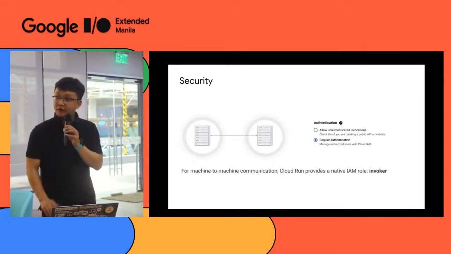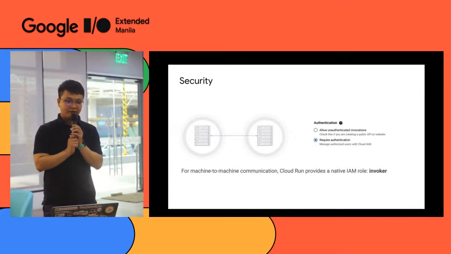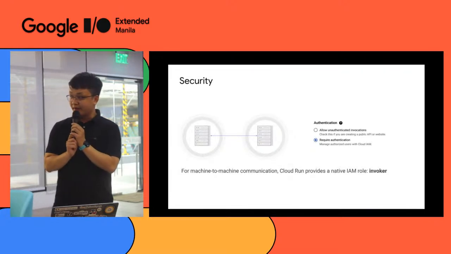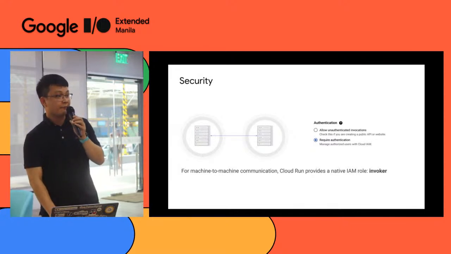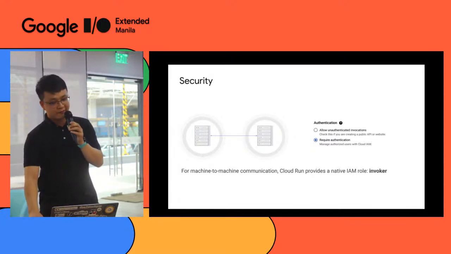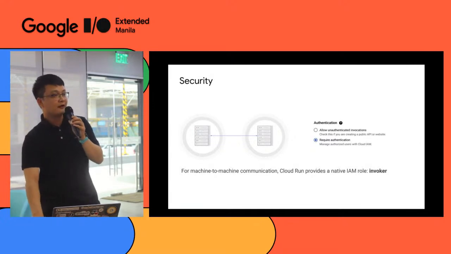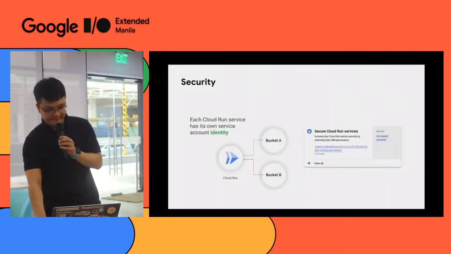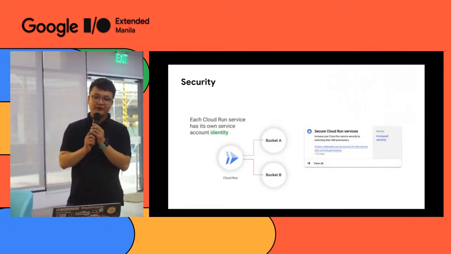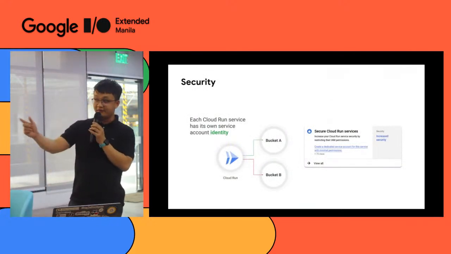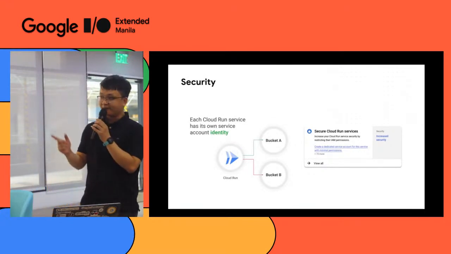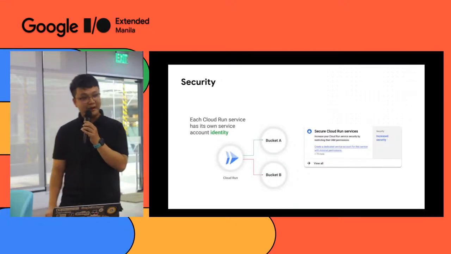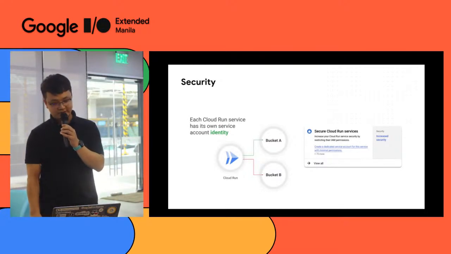And we can also define the authentication method for our application running on Cloud Run. It is implemented by Cloud IAM as a service in Google Cloud. Only authenticated users can access it. Okay, and each Cloud Run service has its own identity. You can see in the slide, for example, Cloud Run service A can access Cloud bucket A but not bucket B, so it will minimize some security issues.